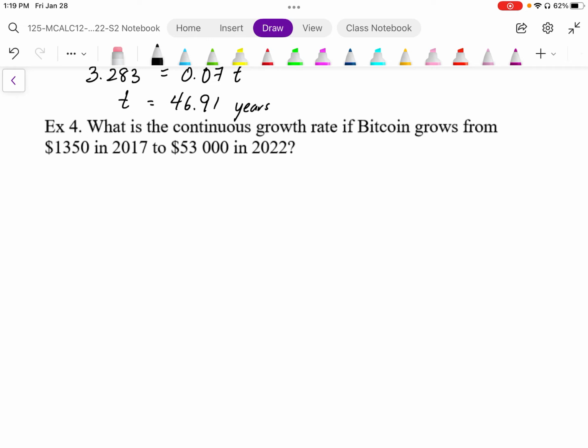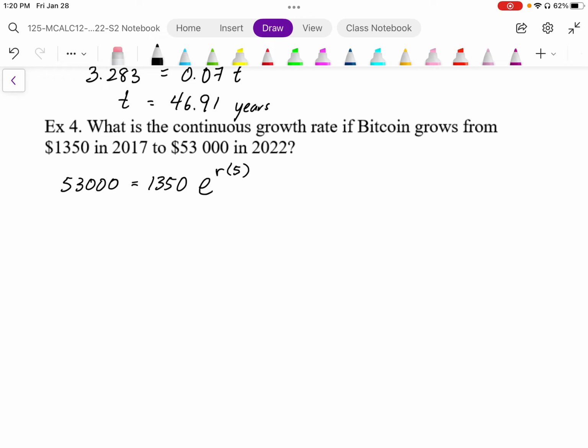So here we want to find the continuous growth rate of Bitcoin. So from 2017 to 2022, it grew from $1350 per coin to about $53,000 per coin. So we have the end amount, 53,000. We have our starting amount, 1350, and we have our continuous growth rate. In this case, we don't know the rate, but we know the time happened in a 5-year period. Okay, so in a 5-year period, it grew from 1350 to $53,000.